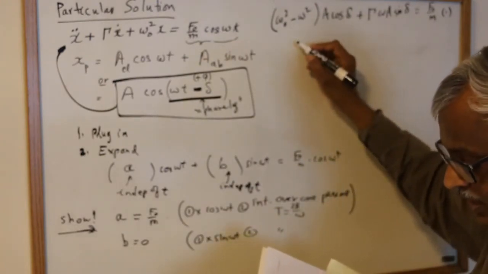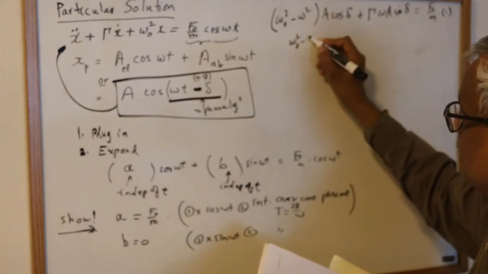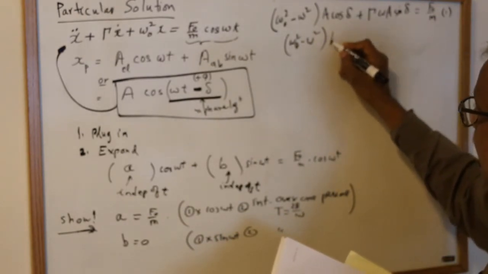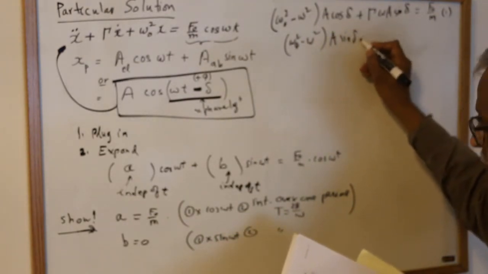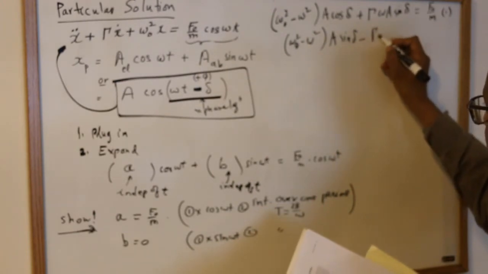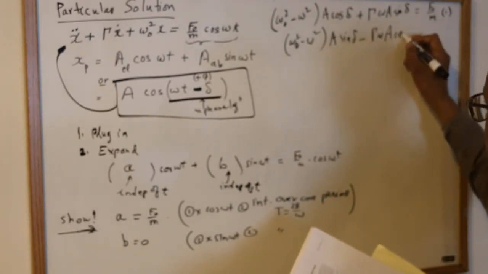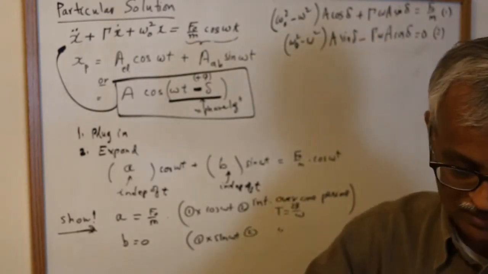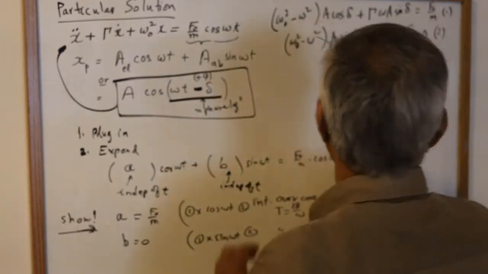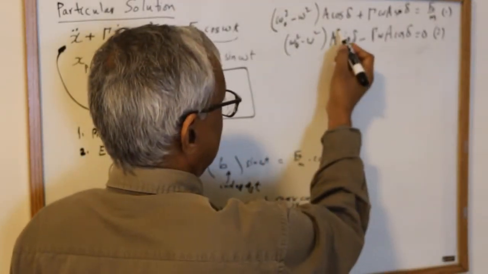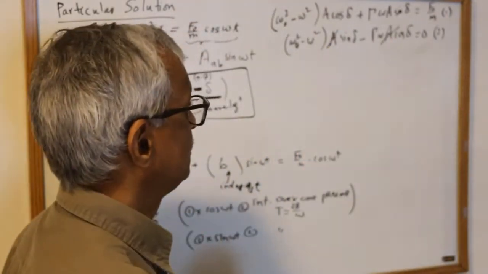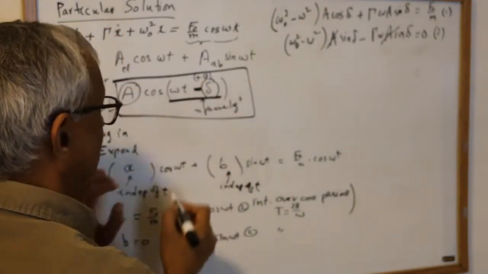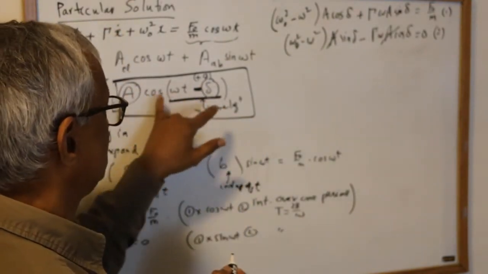And the other one you get is omega naught square minus omega square, a sine delta, minus gamma omega a cosine delta, equal to 0. Here you can cross out a. So we need to figure out a and delta here, right? So that's the solution. Other things are known.